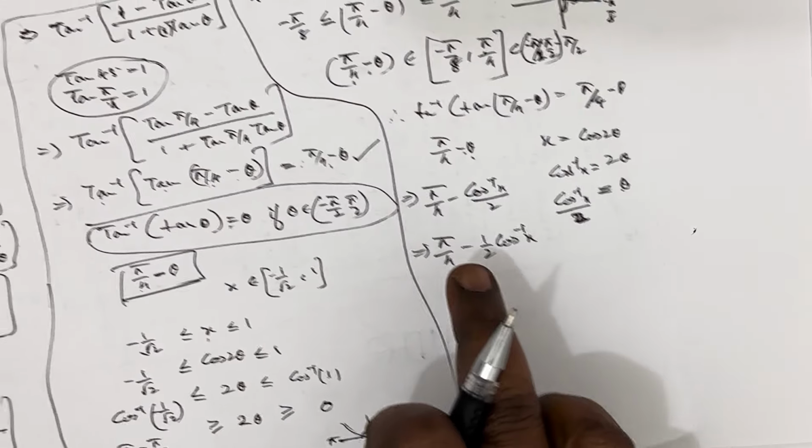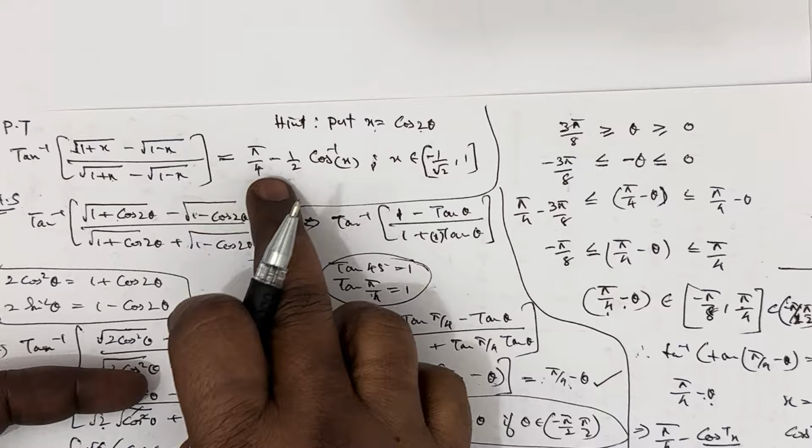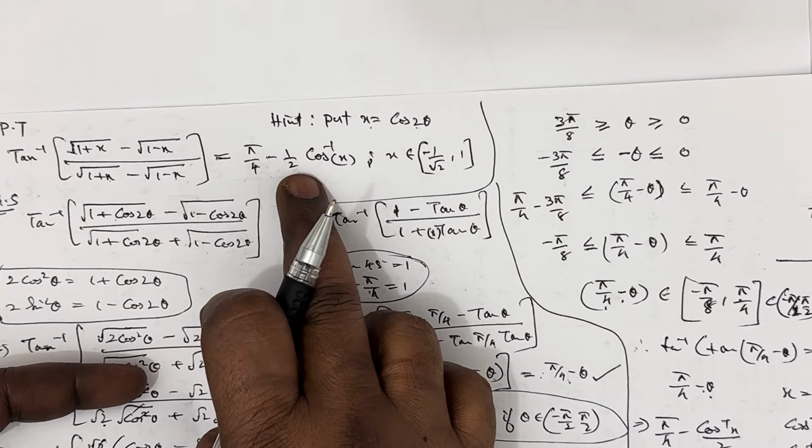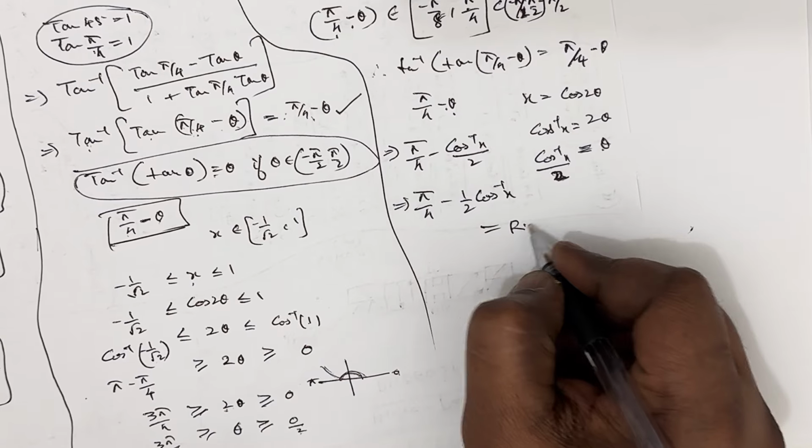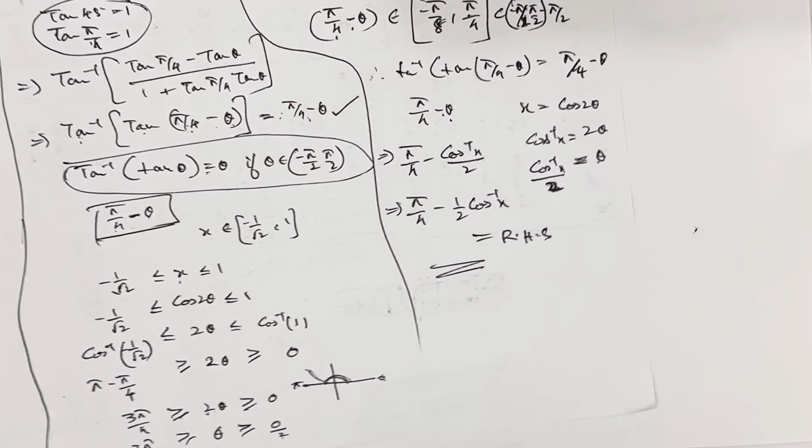Now this is what we have to prove. This is the right hand side: pi by 4 minus 1 by 2 cos inverse x. This is it. So we have proved it. This is the right hand side. That's it.